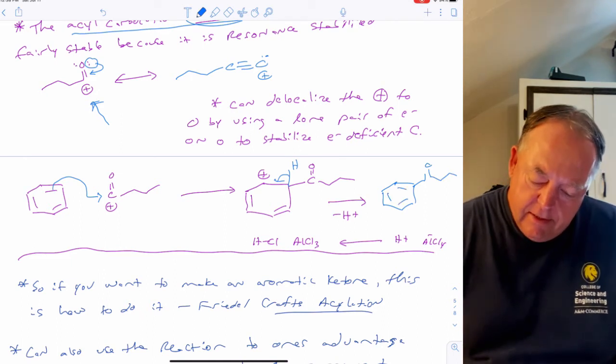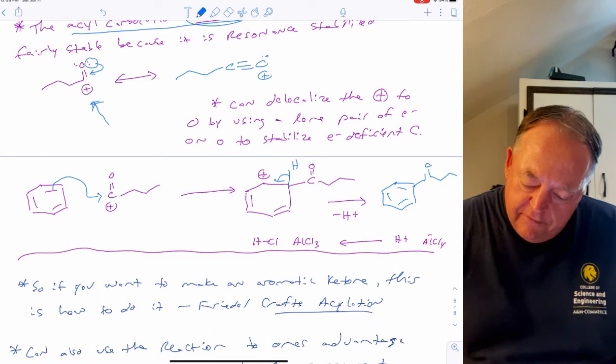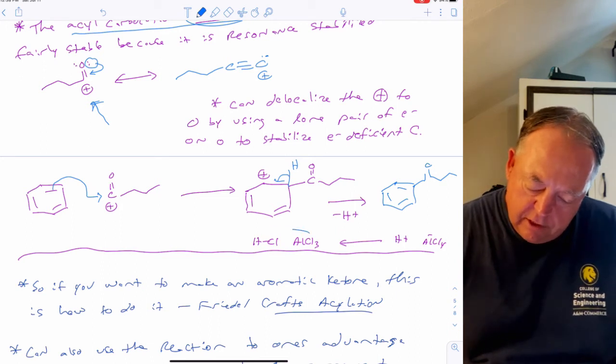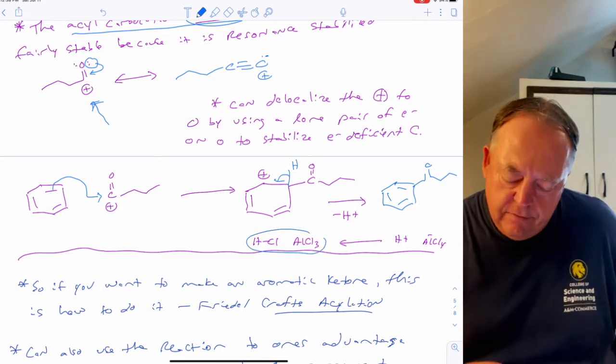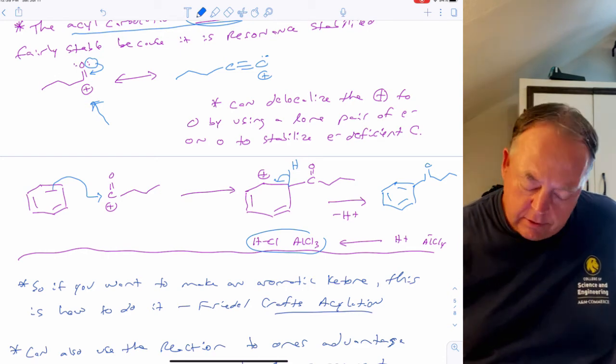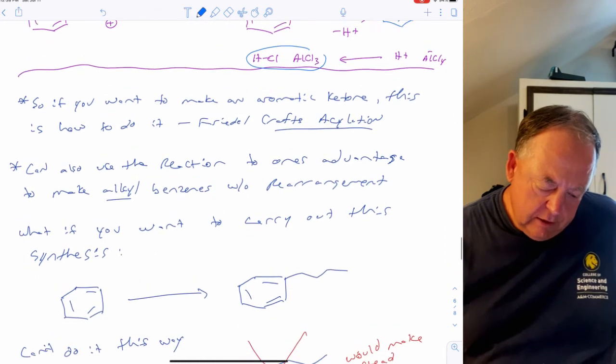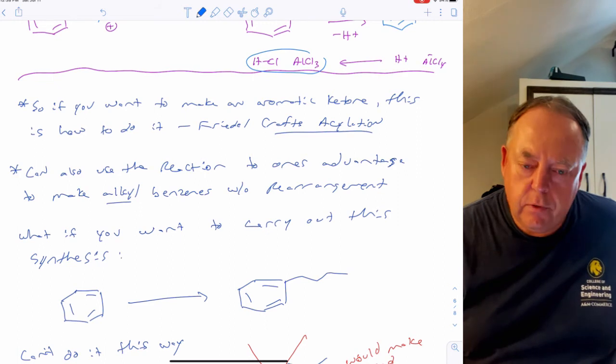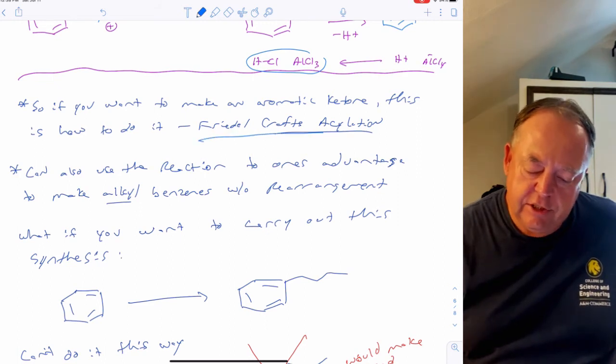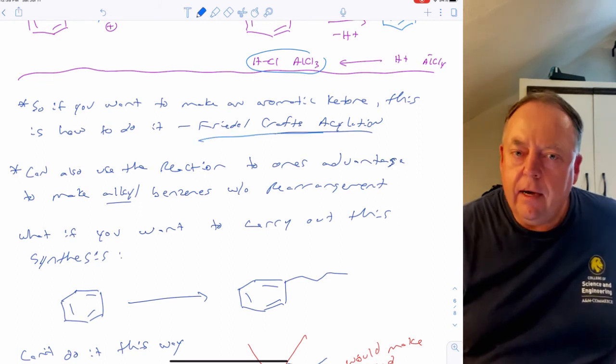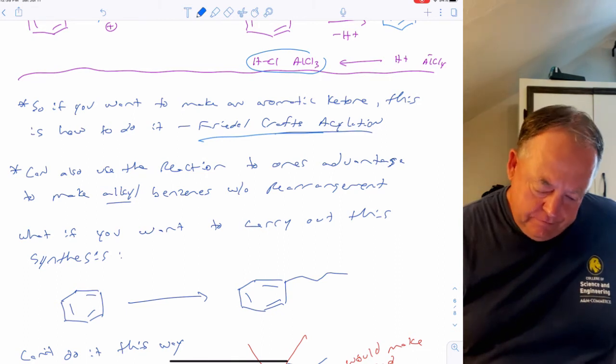Remake benzene, and the H plus that comes off reacts with the AlCl4 minus to give HCl and the AlCl3 back, and you've made an aromatic ketone now. So if you want to make an aromatic ketone, that's the way to do it, by doing a Friedel-Crafts acylation, and you don't have to worry about rearrangement in the process.